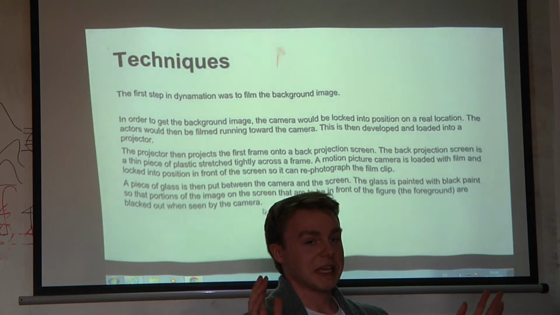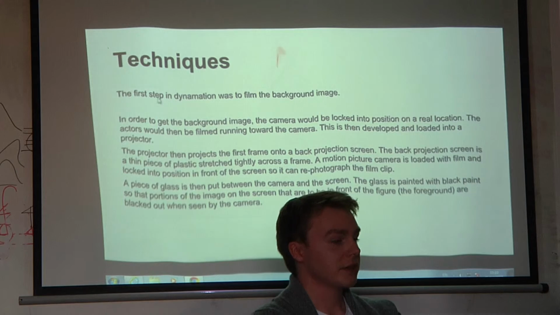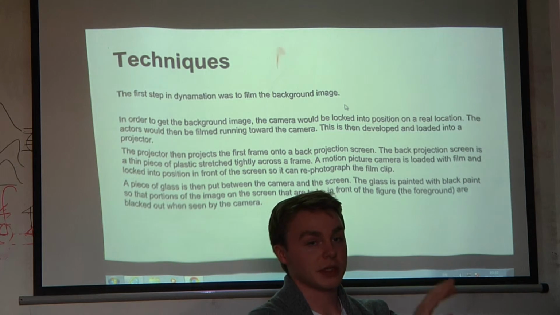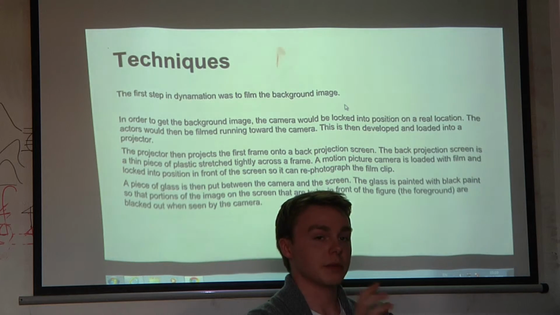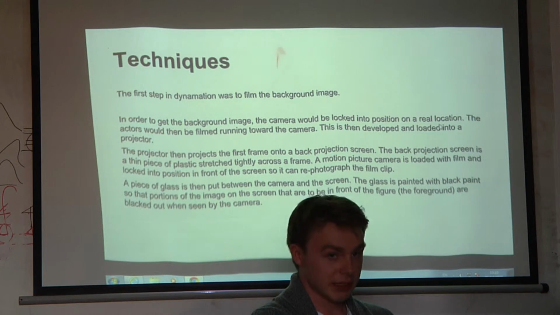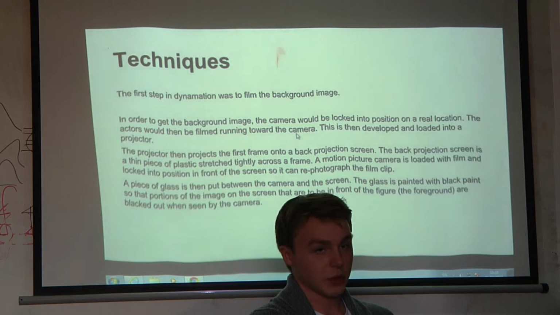This is really complicated, and it's going to take a little bit of time to explain, but the first step in dynamation was to film the background image, the clean plate where the actors were. To get the background image, the camera would be locked in position on a real location. The actors would then be filmed running toward the camera or wherever they were going.